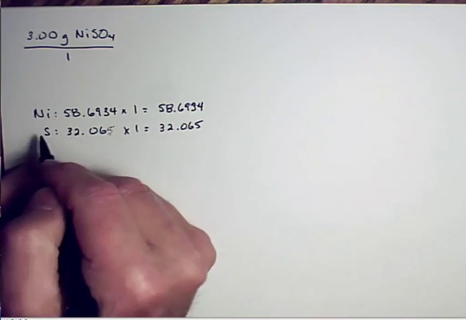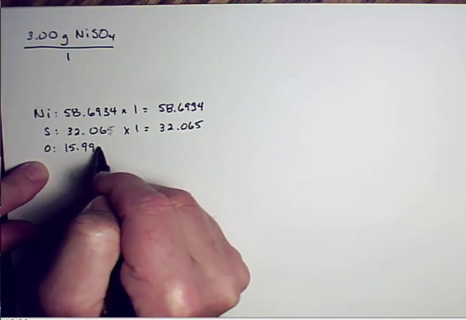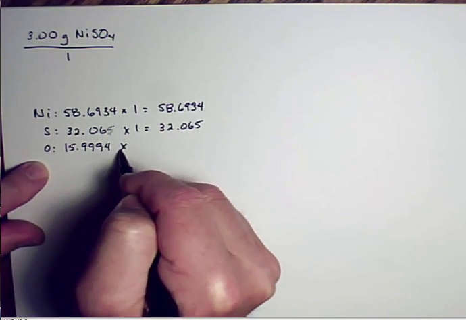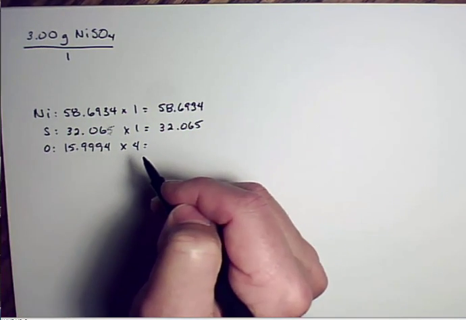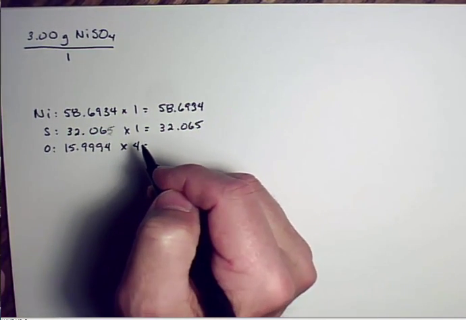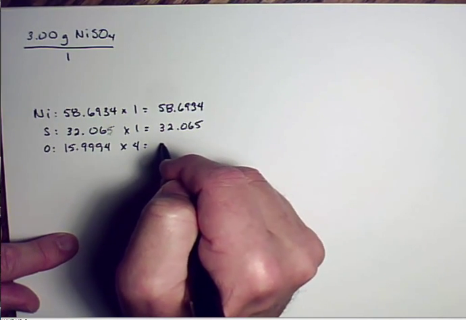So with oxygen, the atomic mass is 15.9994, but we've got 4 of them. So you've got to multiply that by 4. Or you can add it together 4 times. Well, which one's easier? Yeah. So that's what I want you to do, multiply.